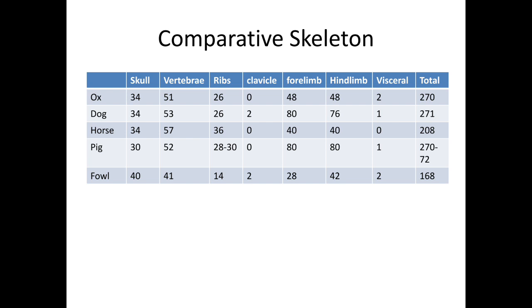Similarly, pig consists of 30 bones of skull and 52 vertebrae, 28 to 30 ribs, and 80 forelimb bones, 80 hind limb bones, 1 visceral bone, and 270 to 272 total bones. Fowl consists of 40 skull bones, 41 vertebrae, that are the bones of skeleton of the fowl, and 14 ribs, 2 clavicular bones, and forelimb 28 bones, hind limb 42 bones, and 2 visceral bones, 162 total bones in the body of fowl.